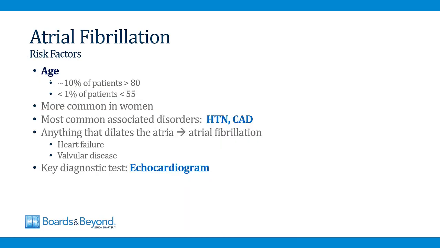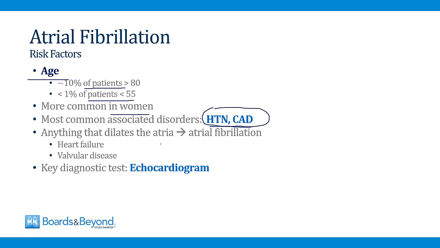The major risk factor for atrial fibrillation is age. AFib occurs in about 10% of patients in their 80s, and it occurs in less than 1% of patients under 55. Most of my patients I take care of with AFib are in their 70s, 80s, or 90s. It's more common in women, and it is often associated with hypertension or coronary artery disease. These two conditions, which are very common, are often present in patients who have atrial fibrillation.